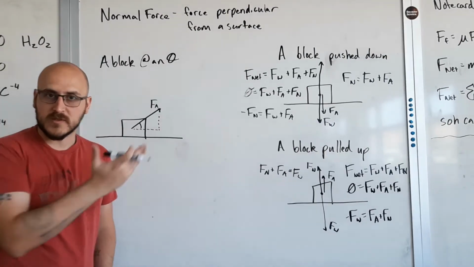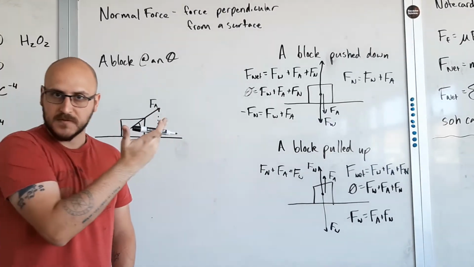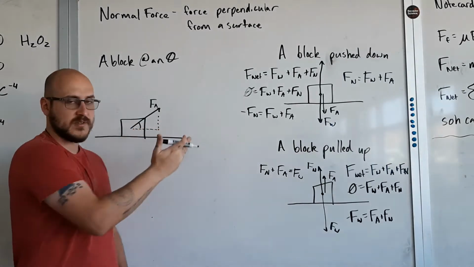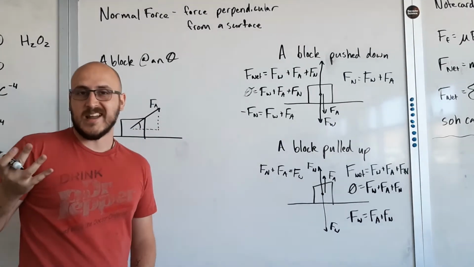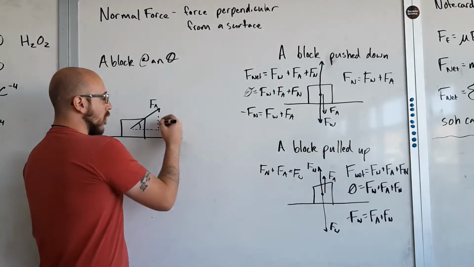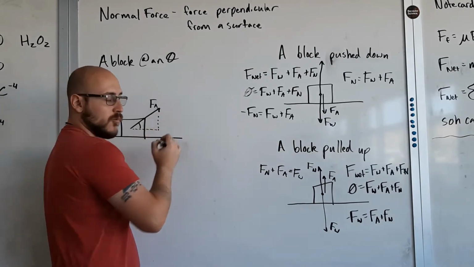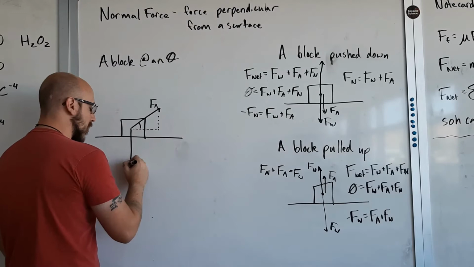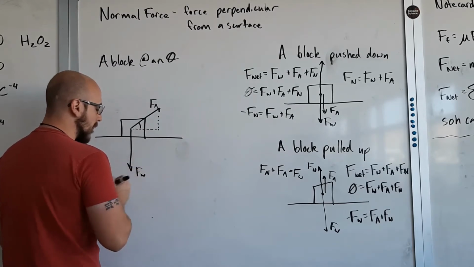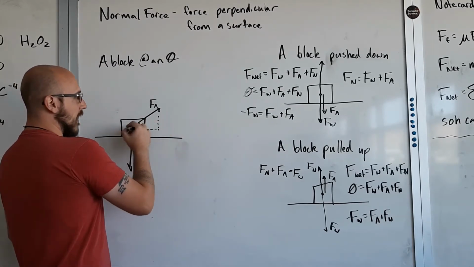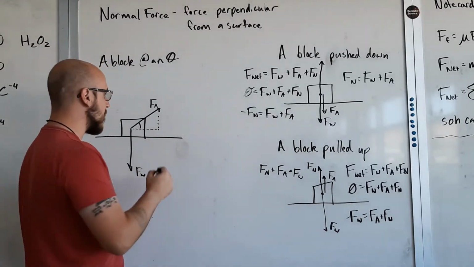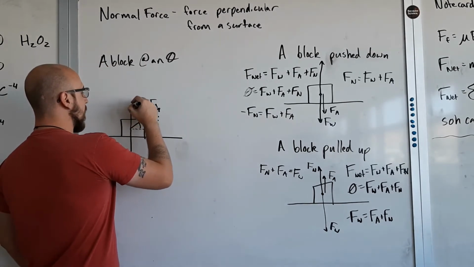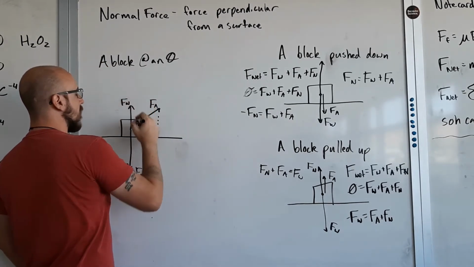Your normal force will always be perpendicular to your surface. Because this is horizontal to it, it doesn't need to cancel it out. Your normal force is really only concerned with any upward or downward forces. Looking at the forces on this block, we've got our weight pointing down, Fw. We've got an applied force off at some angle, and we've got our normal force pulling up.